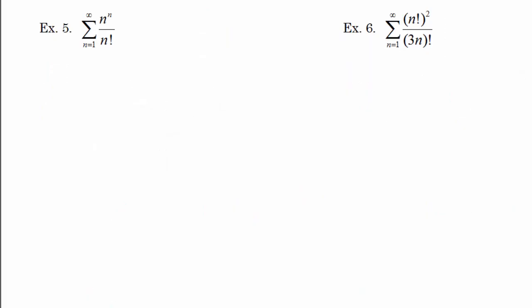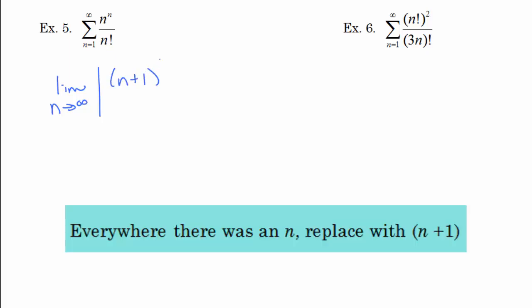And when you see factorials, you should think, I've got to use the ratio test. So that's what we're going to do. We take the limit as n approaches infinity. And remember, instead of the ratio of the n plus 1 term over the nth term, we're going to multiply by that reciprocal. So everywhere you see an n, you replace it with n plus 1.